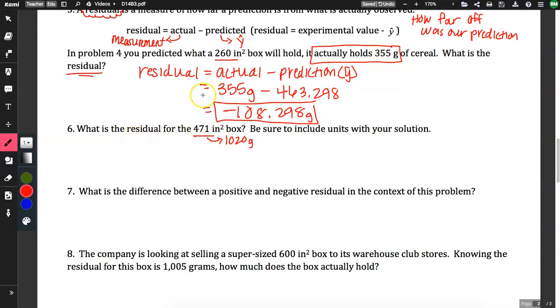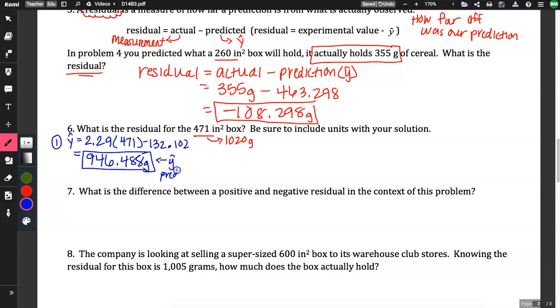Before I can calculate the residual, I need to figure out that prediction. I need to do that first. So I'm going to do that over here. y hat equals 2.29 times 471 minus 132.102, because I don't have that prediction value. I only have the actual value. I'm missing a piece of the equation, so I'm calculating it using my linear regression. And it's 946.488. This value is grams, this is the y hat, or the prediction.